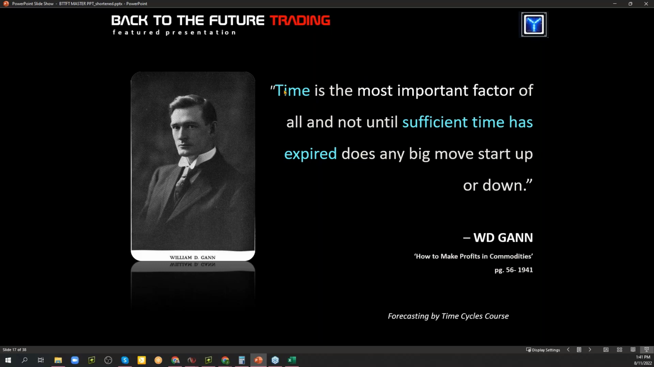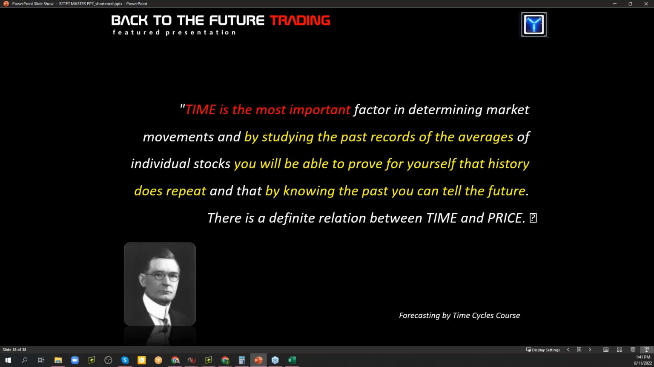However, time is the most important factor of all, and not until sufficient time has expired does any big move start up or down. Time is the most important factor in determining market movements, and by studying the past records of the averages of individual stocks and instruments, you will be able to prove for yourself that history does repeat, and that by knowing the past, you can tell the future. There is a definite relation between time and price.